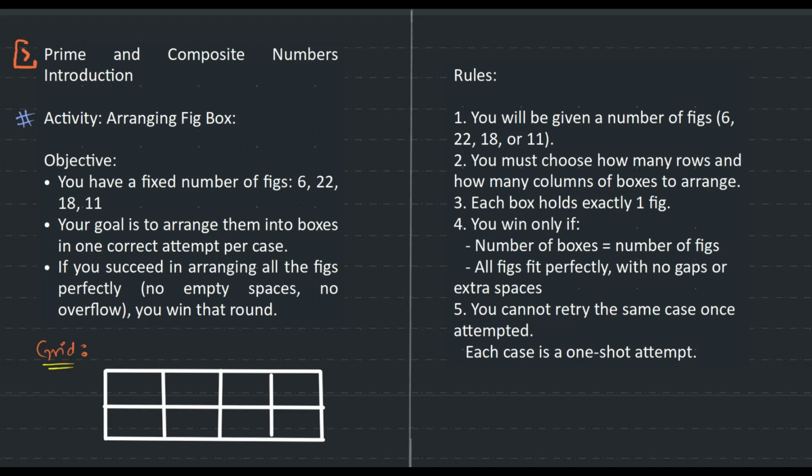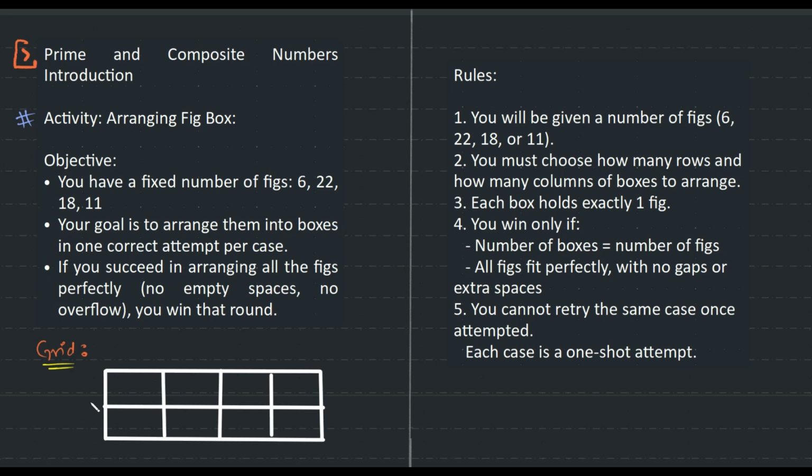In this video, we're going to explore the core concept of prime and composite numbers. We are doing this with the help of an activity. The goal is that we'll be given a certain number of figs, a certain number of fruits, you can imagine that. Then you will have to arrange them in a perfect grid of rows and columns.